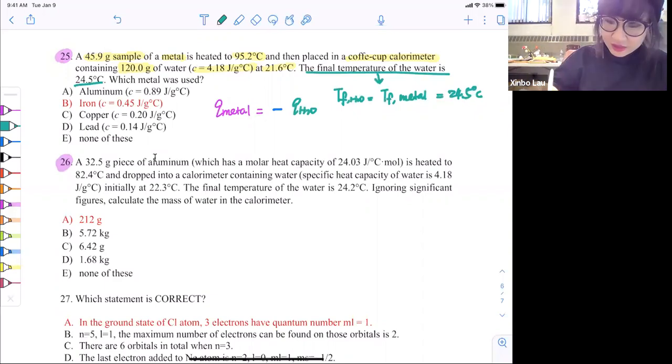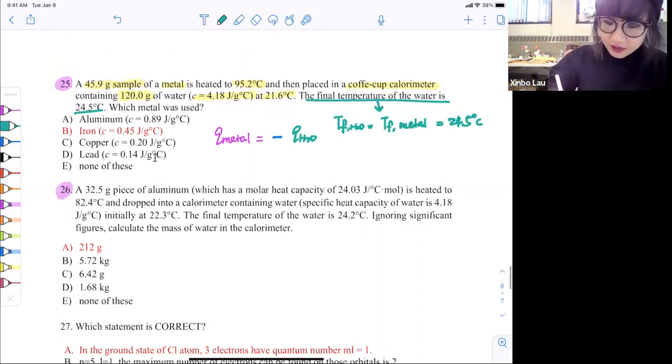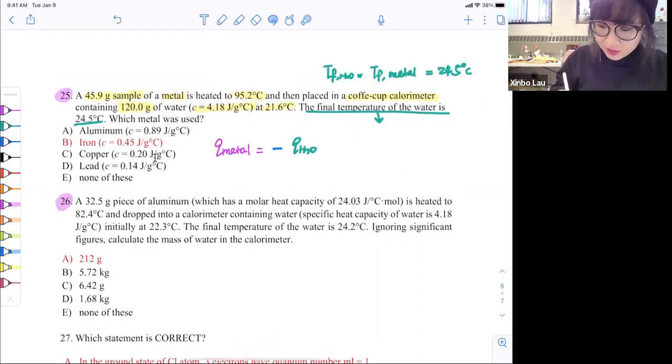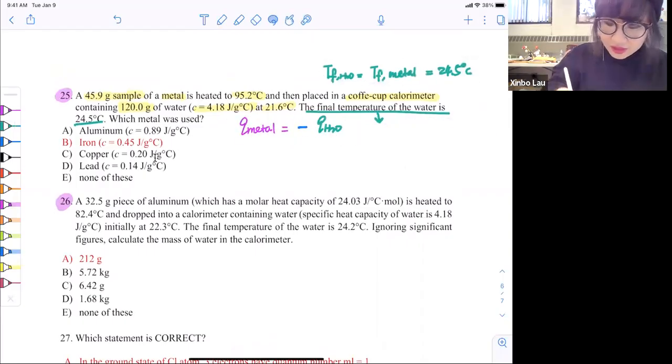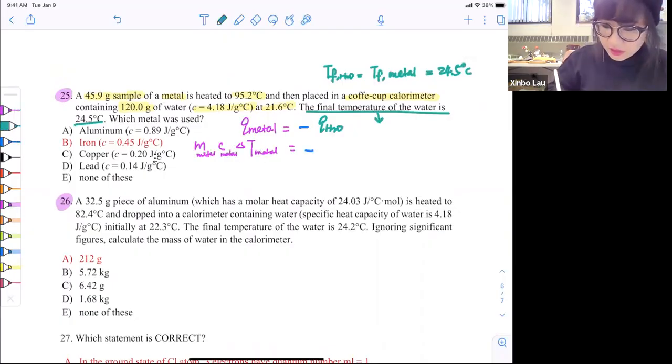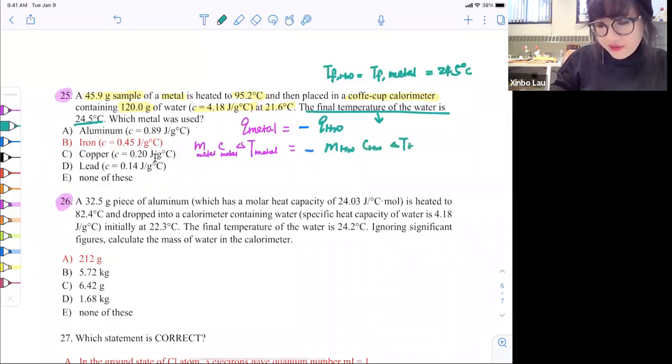Okay, so then let's do that quickly. Let me get some space in here. I'm going to move this up front so we can do that. For the metal itself, we know we're going to use MC delta T, everything about the metal. We're going to use all the information for the metal, equals negative MC delta T, everything about water.